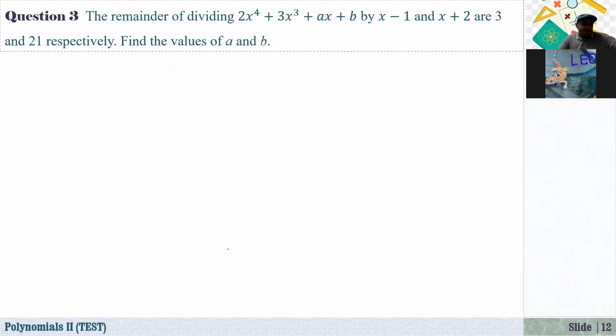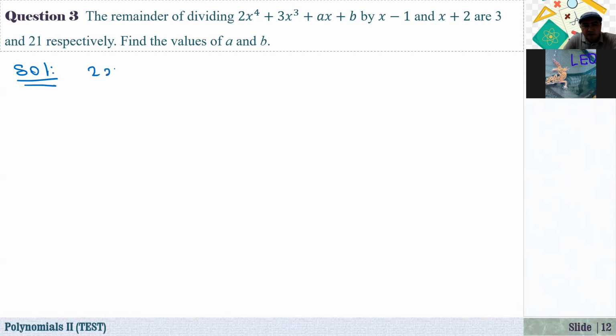Question 3. The remainder of dividing 2x to the power of 4 plus 3x cubed plus ax plus b by x minus 1 and x plus 2 are 3 and 21 respectively. So that means that if you divide it by x minus 1, the remainder is 3. If you divide it by x plus 2, the remainder is 21. What does it mean? It means that we can just write two equations.